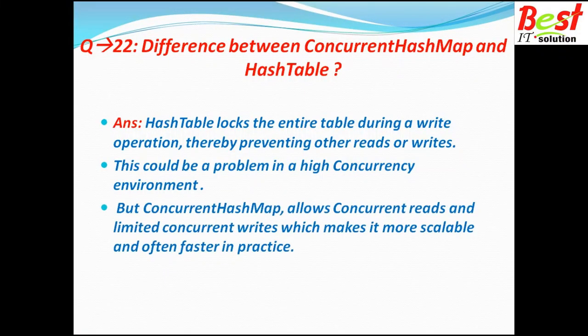But ConcurrentHashMap does not lock the entire table. It allows concurrent reads and a limited number of concurrent writes, which makes it more scalable and often faster in practice.